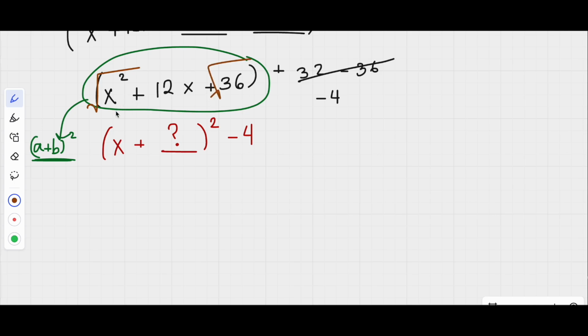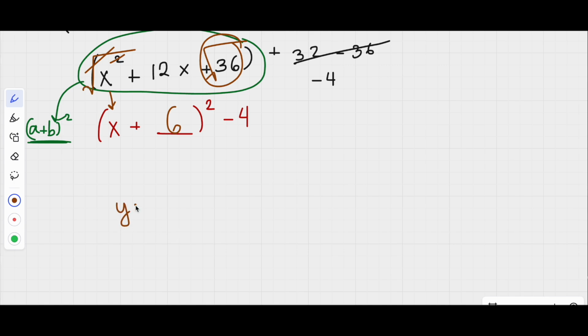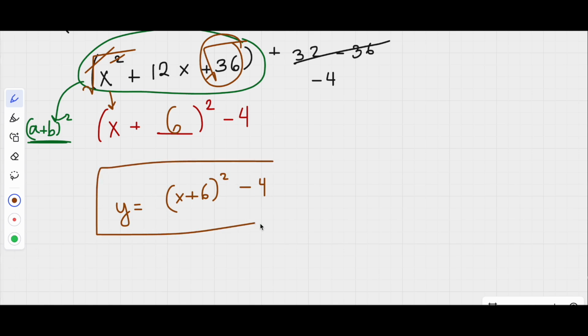The first term is always going to give you x because x squared square rooted cancels these out to give you x, but the last term will always be the square root of the last term here, which is 6. So your final equation should be y equals x plus 6 squared minus 4. If you had any number factored out earlier, like the 2, that would come here, but we don't, so this is our final vertex form.